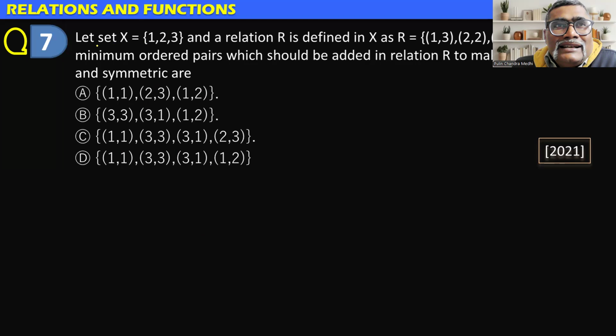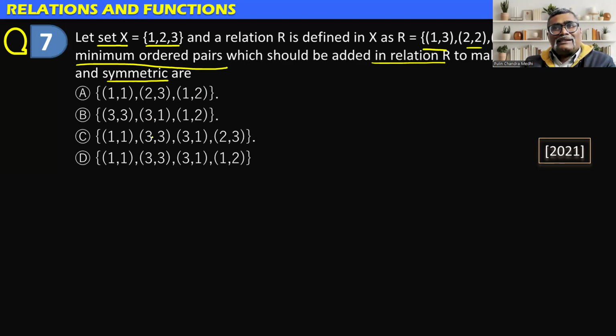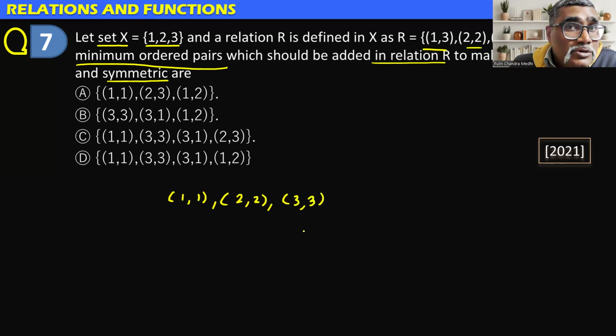Okay. Let set X is equal to {1, 2, 3}. And the relation R is defined on the set X as {(1, 3), (2, 2), (3, 2)}. Then the minimum ordered pairs which should be added in the relation R to make it reflexive and symmetric. They're not talking about the transitivity. If it is not also, no problem. So you have to make it reflexive. So one by one you take reflexive and symmetric. So to be reflexive, it should be (1, 1), (2, 2), (3, 3). These three ordered pairs have to be part.